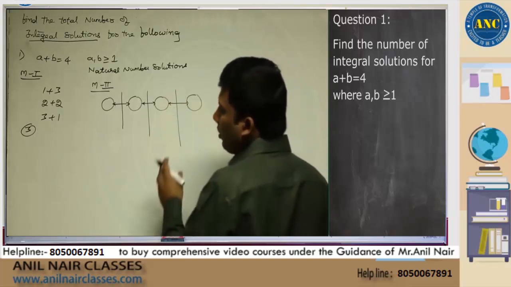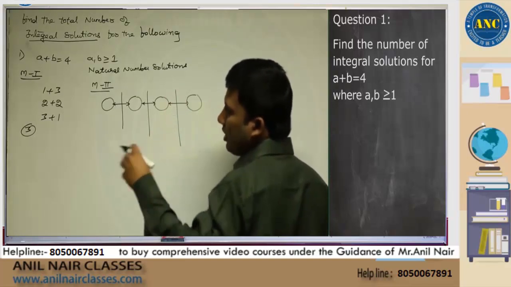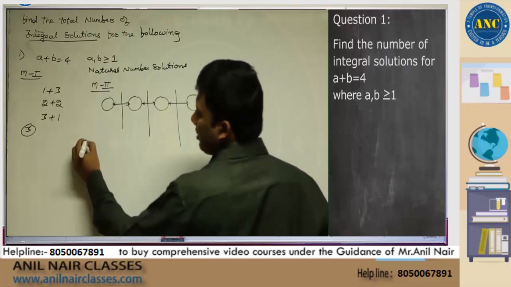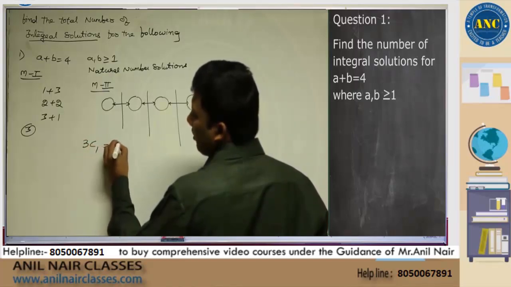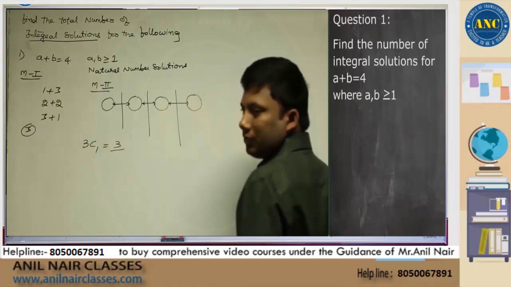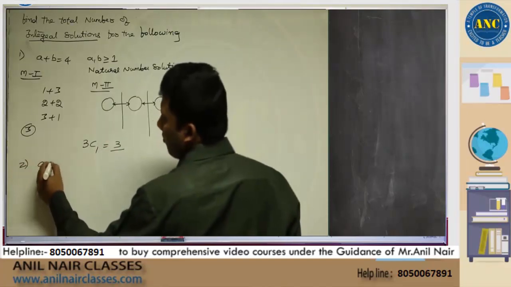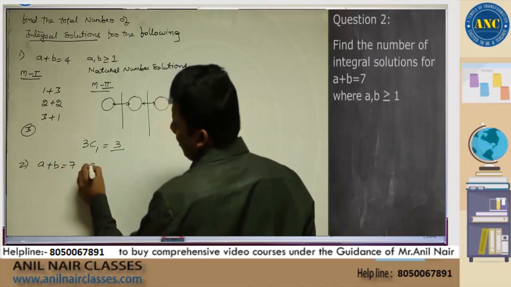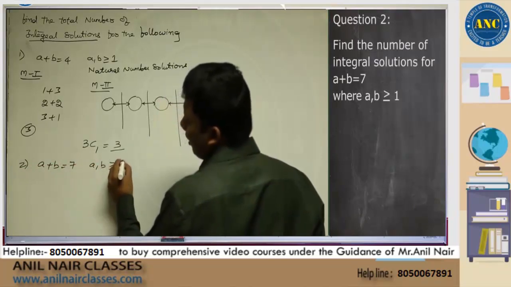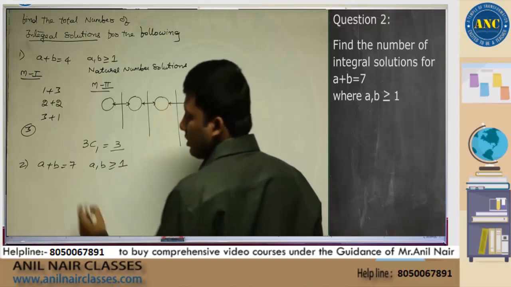That means if I place 4 balls in a line, there are 3 spaces. Selecting any one space, I get one solution. 3C1 is 3. One more example. a plus b equals 7, a and b are greater than or equal to 1.